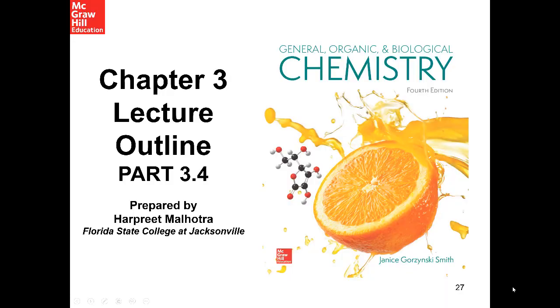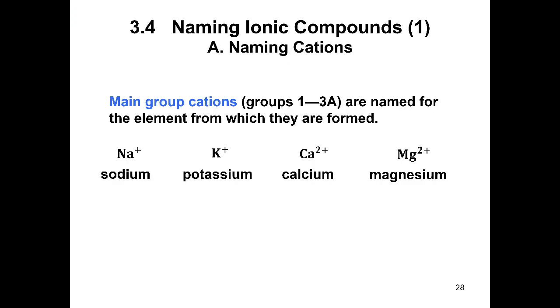In section 3.4, we're going to look at how to name these ionic compounds that we've been looking at. If you're in the main group cations, groups 1 through 3A, you're going to just name them for whatever their element name is. Simple as that. So Na+ is sodium, potassium, calcium is Ca2+, magnesium is Mg2+.